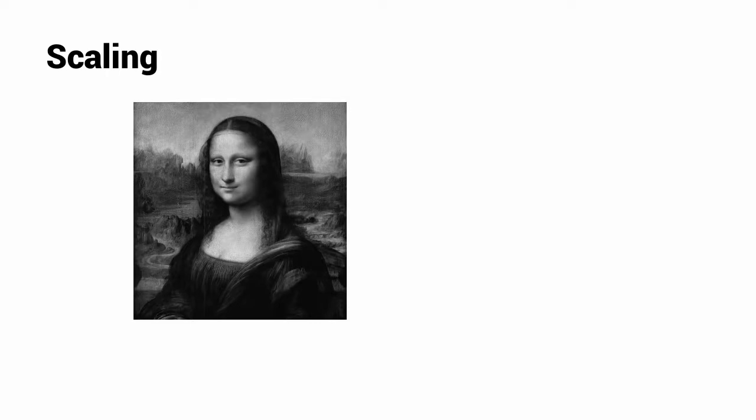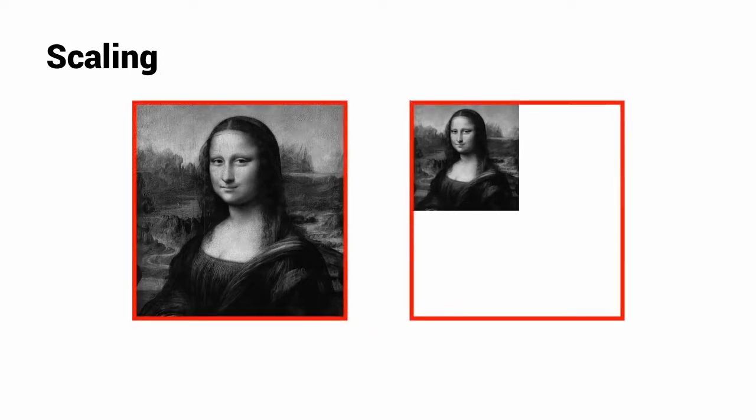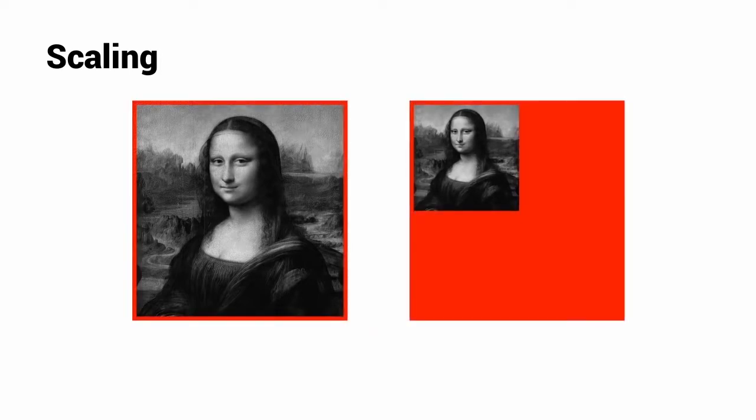Let's consider first the case of image scaling. So here we have an input image of the Mona Lisa, and I want to shrink her by a factor of perhaps a half in each direction. So if the output image is the same size as the input image, then the shrunken Mona Lisa sits up in the top left-hand corner.